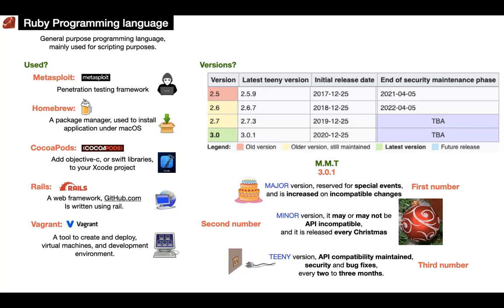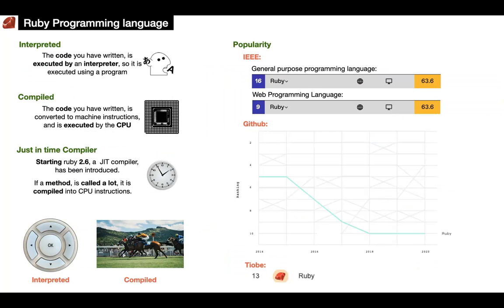The third number is called teeny. When a teeny version is released, it maintains API compatibility, and it just contains security and bug fixes. A teeny version is released every 2 to 3 months. API compatibility means that code which has worked on a previous version will work without any change on a newer version.